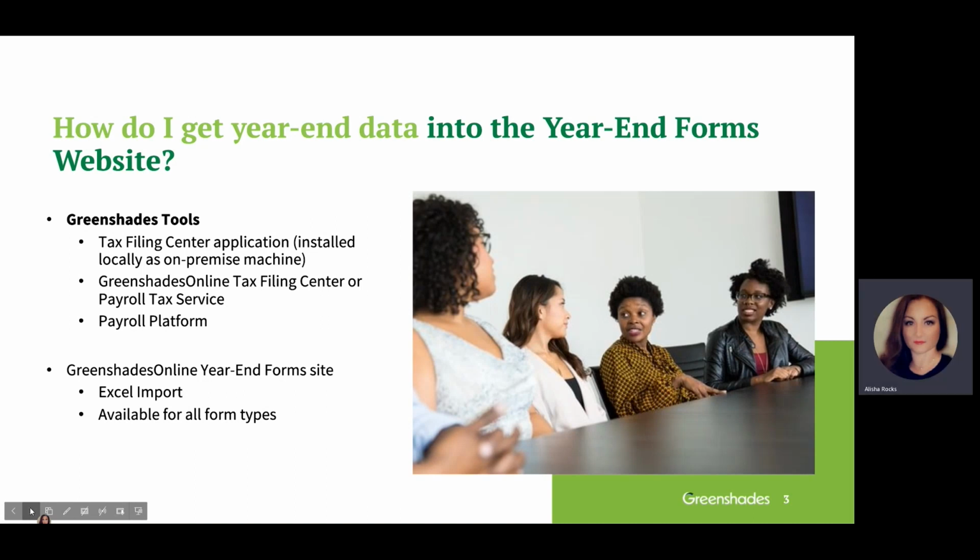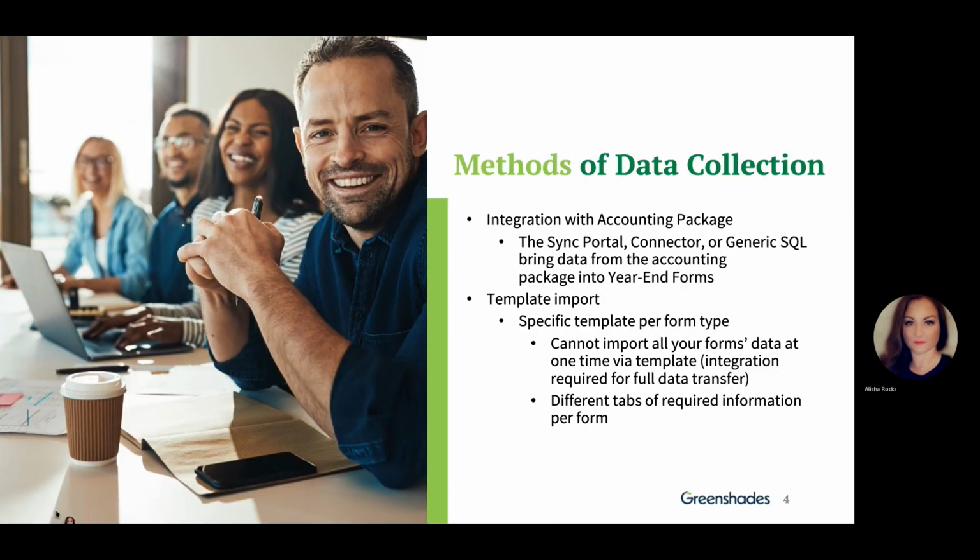If you are not a part of our existing Greenshades offerings, you can also import information into the year-end forms website using an Excel template, or there may be some integrations available for your particular ERP if you check in with our sales team. There are two methods for this data collection. You can integrate directly from an accounting package, as I mentioned in the previous slide. We have our sync portal, our connector product, and we also offer a couple of different types of integrations through those means. We also have our template.